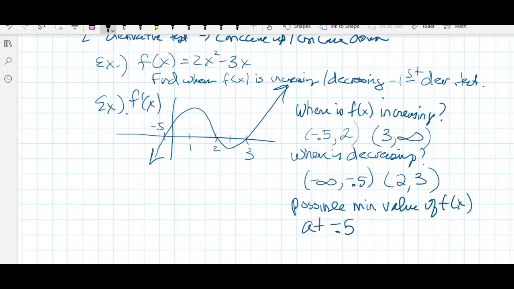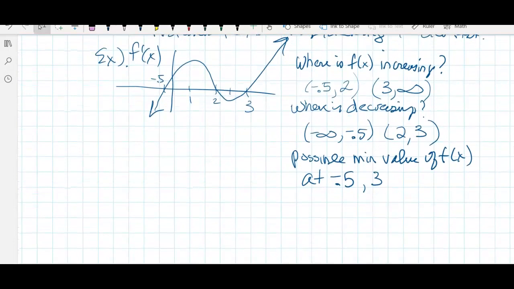Is there another place where the graph goes from negative to positive? Yeah, once you get the idea, isn't it 3? 3. And the derivative graph has to go from negative to positive. So where else does the derivative graph go from a negative value to a positive value? At 3. Okay? Yeah, you're finding where they're at.